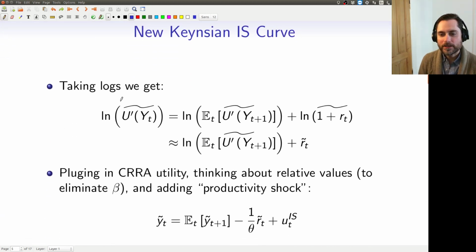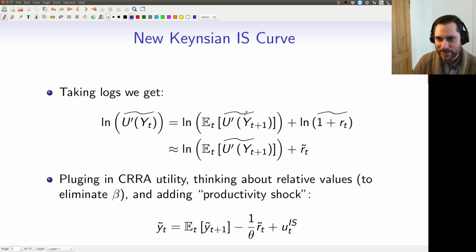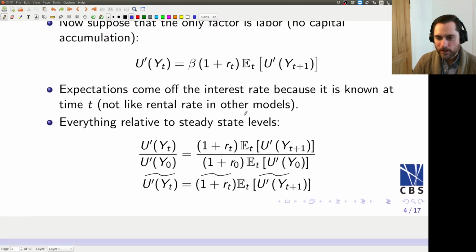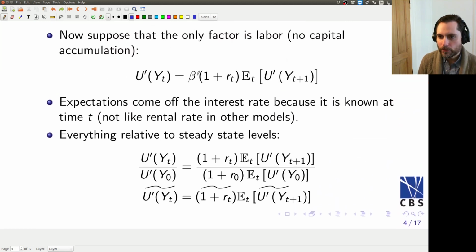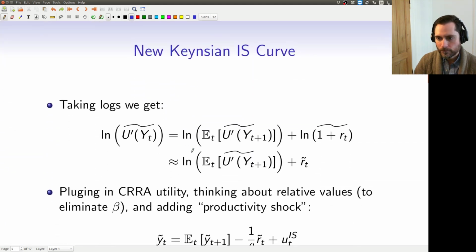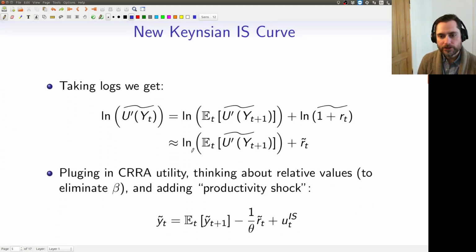Okay, so let's take logs here. All we're doing is taking logs of both sides of the equation. Oh, I forgot to mention one important thing on this last slide. Sorry for clicking up and down so much. But notice that this beta disappeared. The beta disappeared down here because we're taking this ratio. So we're just dividing beta by beta. Okay, so we take logs of that equation from the last slide and we get this expression.